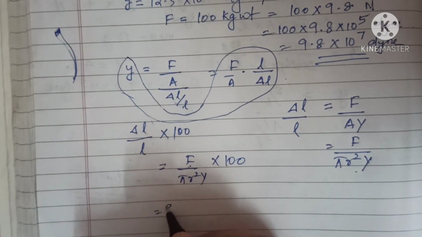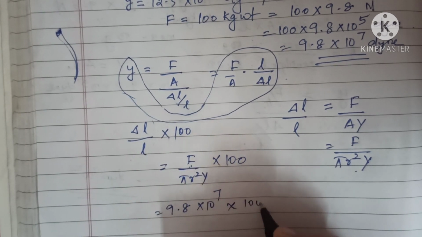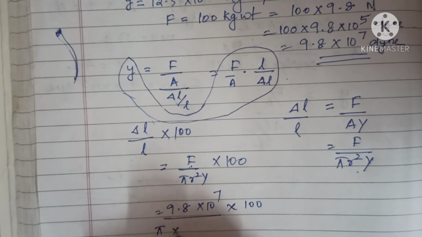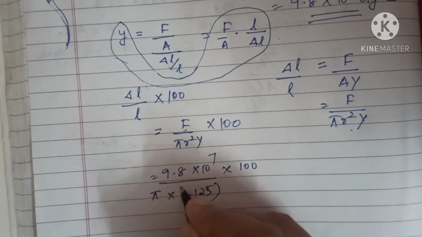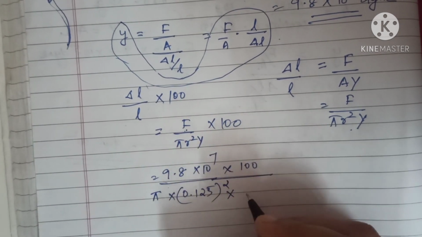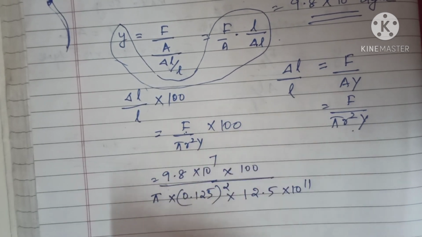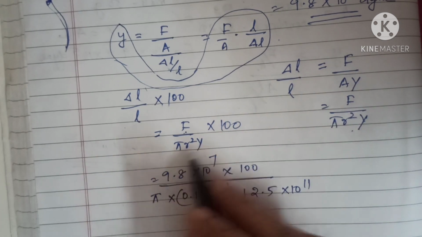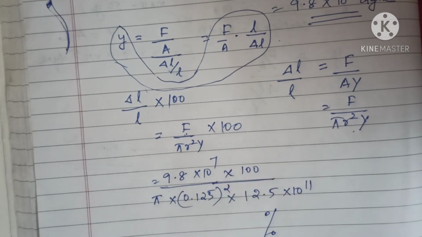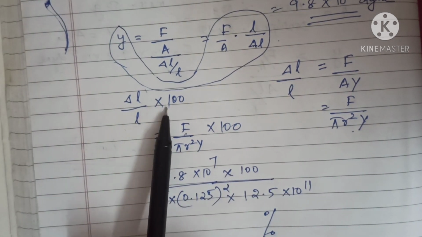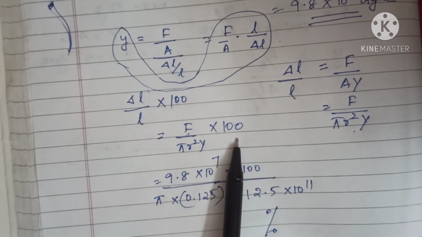What is F here? F is 9.8 into 10 power 7 into 100 divided by pi into r, which is given as 0.125 squared, into, again, Young's modulus is given here, that is 12.5 into 10 raised to 11. So you will find and you will get the answer. Actually the answer is in percentage, because already we have multiplied this delta L by L into 100 here.